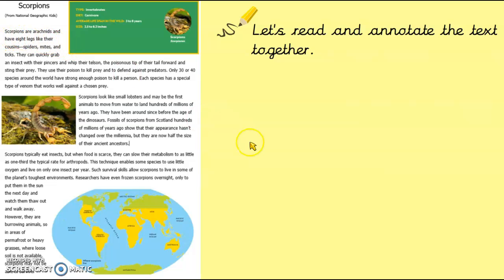Let's read it together. Scorpions are arachnids and have 8 legs like their cousins, spiders, mites, and ticks. Okay, so they're the same type as spiders, arachnids, 8-legged creatures. They can quickly grab an insect with their pincers and whip their telson, the poisonous tip of their tail, forward and sting their prey. They use their poison to kill prey and defend against predators. Okay, so if we look to the picture, this is their telson. It's poisonous at the tip, and they use it to sting their prey, prey being the animals that they eat.